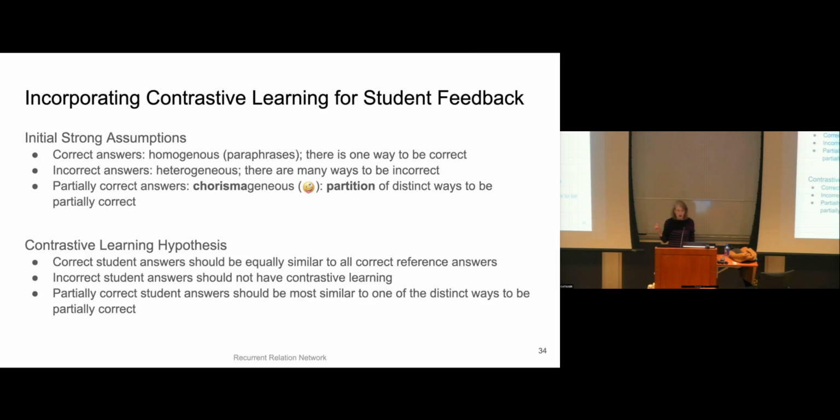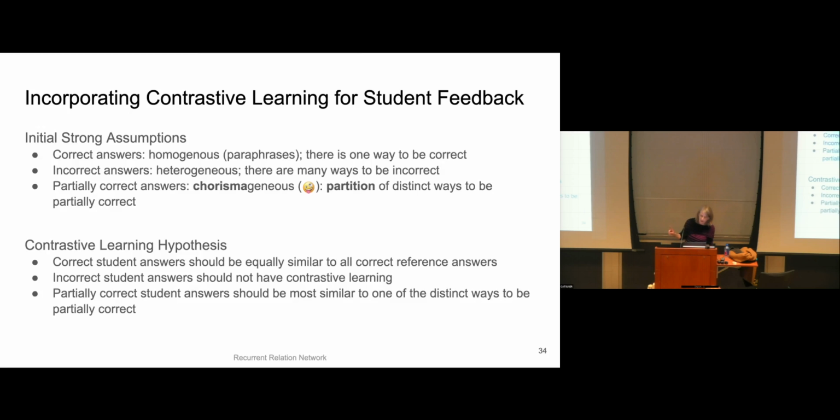The correct answers are homogeneous. There's one way to be correct. And maybe different ways to say it, but if it's correct, it's correct. That's kind of an oversimplification, but not too bad. Incorrect answers are heterogeneous. Well, that is totally the case, because sometimes the answer is not even relevant. But the educators and the expert assessors really do want to give the students partial credit. So if it's incorrect, it's just way off base, and you can imagine there's anything that's way off base. So there are many ways to be incorrect, heterogeneous.